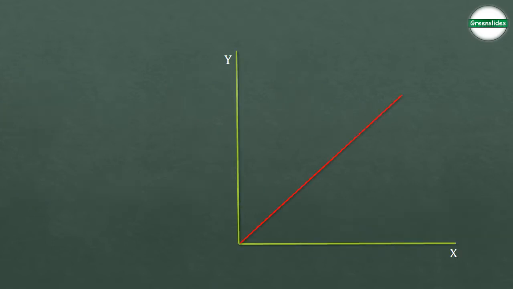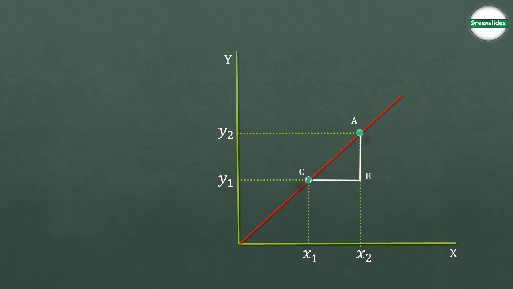Now we have a graph, which is a straight line graph, and it is basically telling us how a quantity y is changing with respect to x, right? Let's assume 2 points, x1, y1 and x2, y2 on this graph. First, let's do some construction here and name the points as A, B and C.